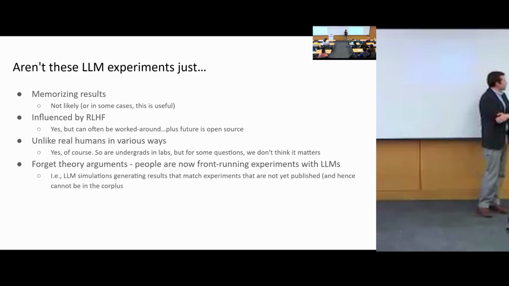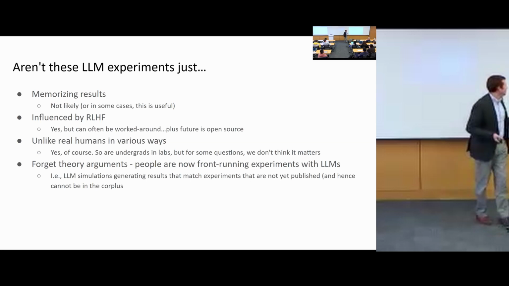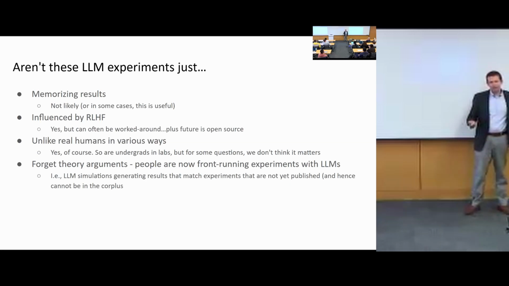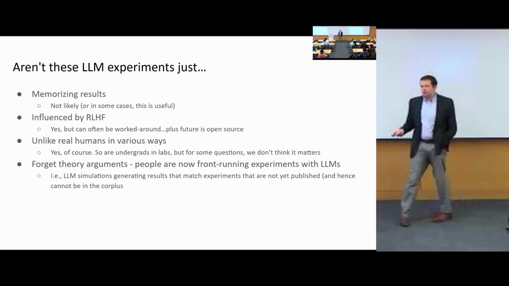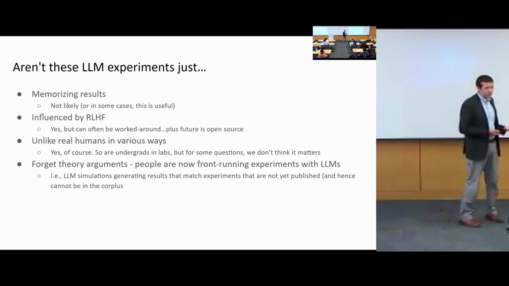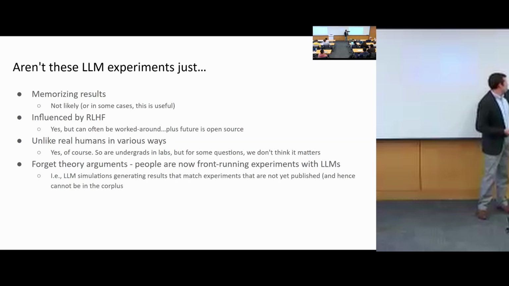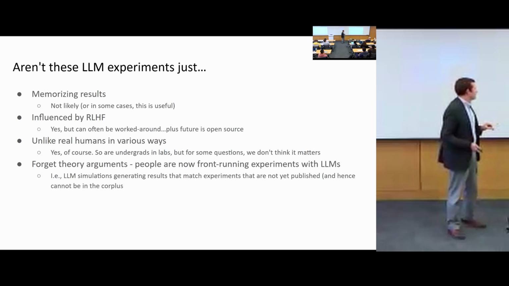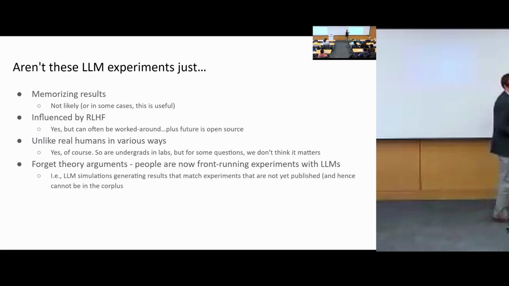Another question: is it influenced by reinforcement learning from human feedback and all the other post-training stuff that they do? Absolutely, but you can work around this. Plus, I think the future is probably open source, where we're using models for social science purposes, where we are the ones who train them and we understand how they work. These things are unlike real humans in various ways. Sure, absolutely, this is 100% true. But for certain kinds of questions, we don't think it matters, right?